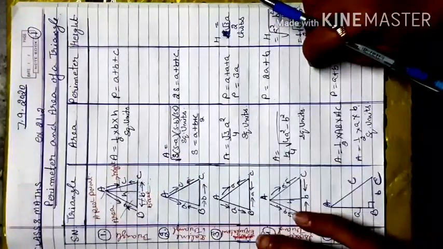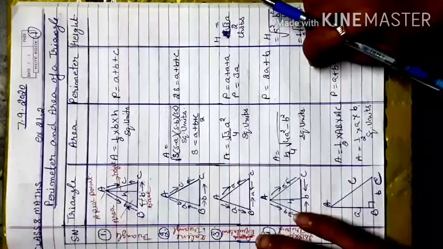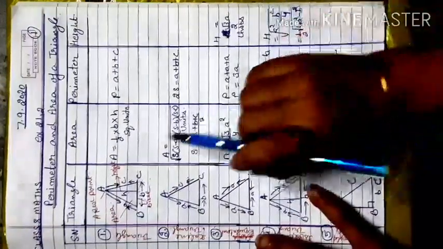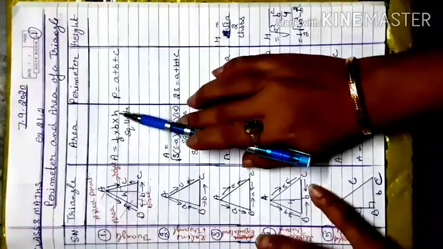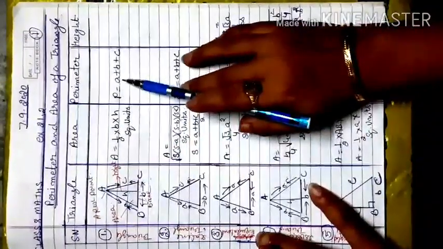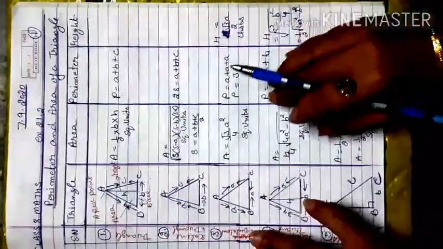So in this case, we have to find the area of the triangle. If the height and base are given, we can directly go with area equals half into base into height, and perimeter is a plus b plus c. You have to add the measurements of all the sides.